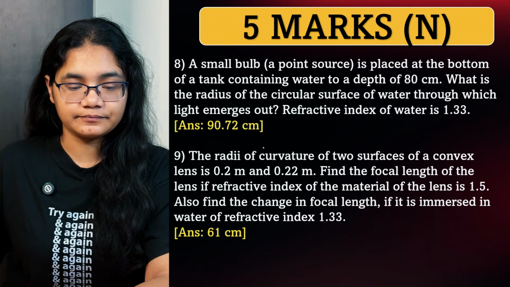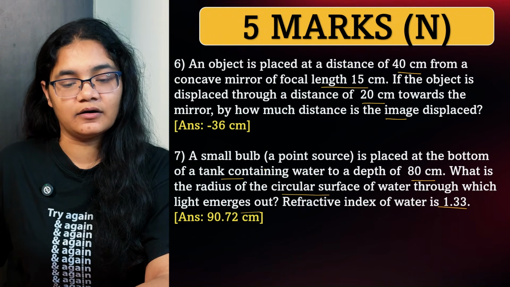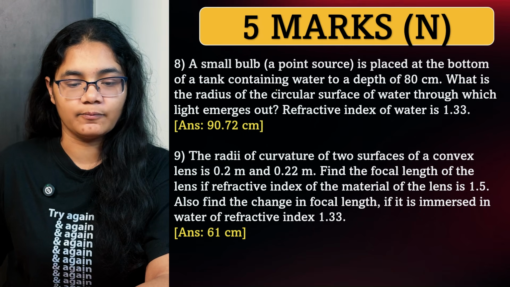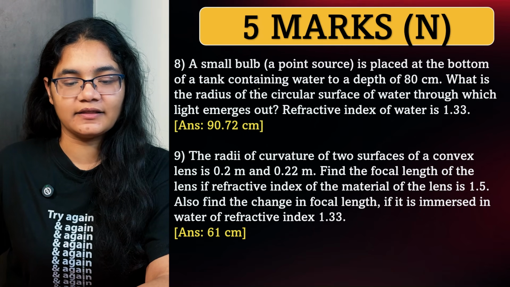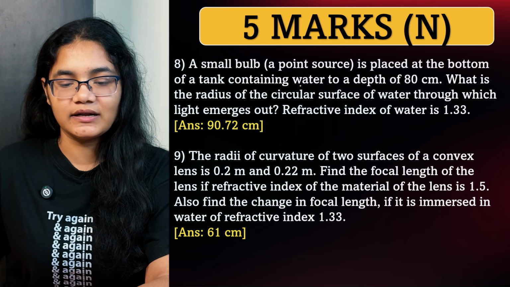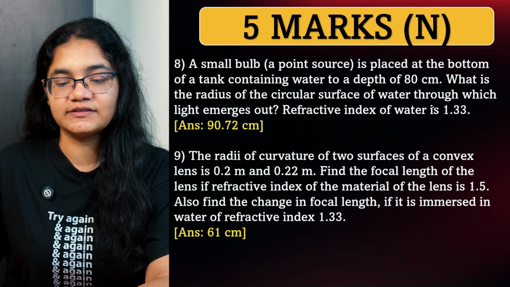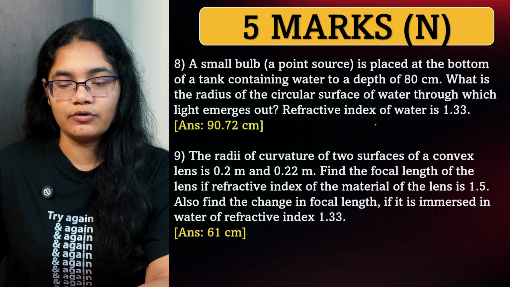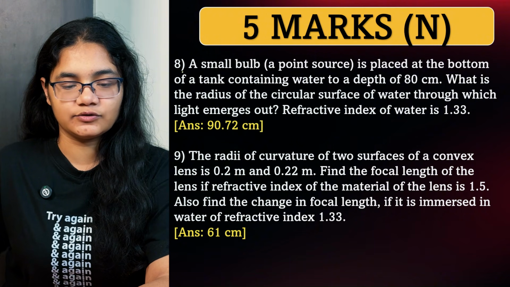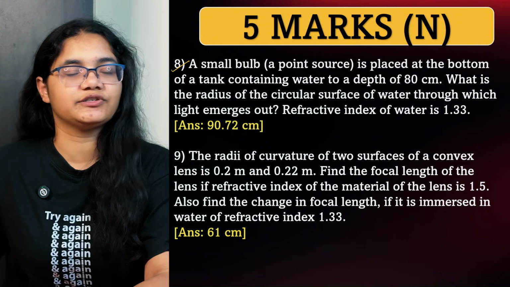Next is, okay, this is I think a repeated question. A small bulb is placed at the bottom of a tank containing water to a depth of 80 centimeter. What is the radius of circular surface through which the light emerges out? Refractive index of water is 1.33. Yes, this question is repeated. You just need to solve it once.